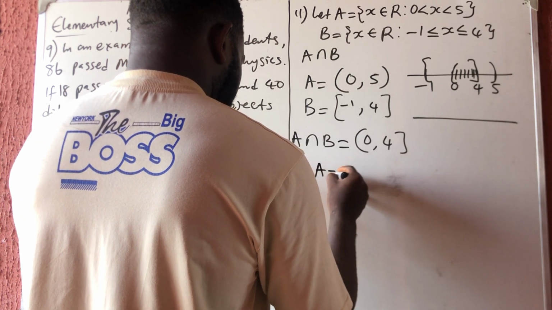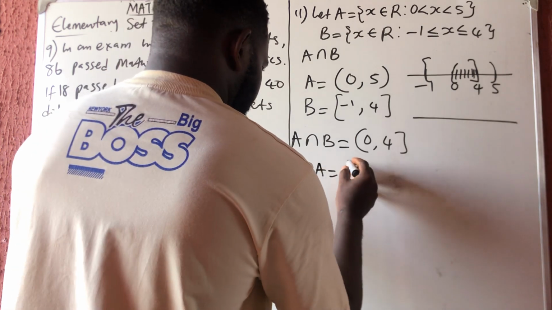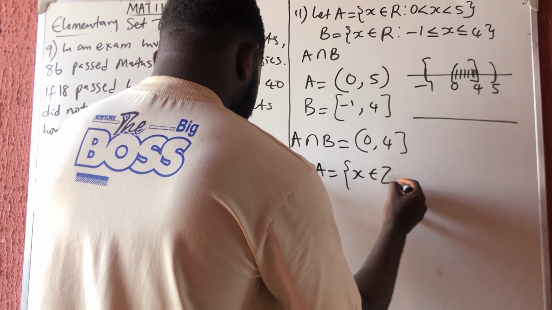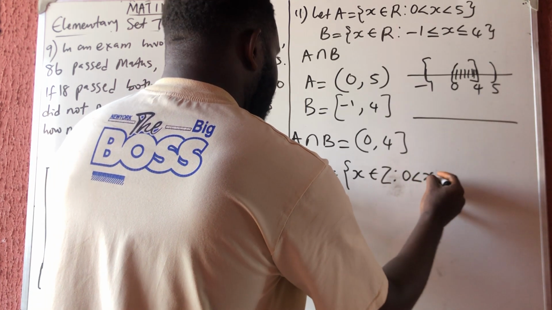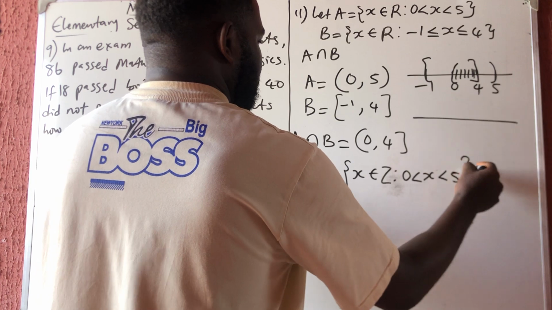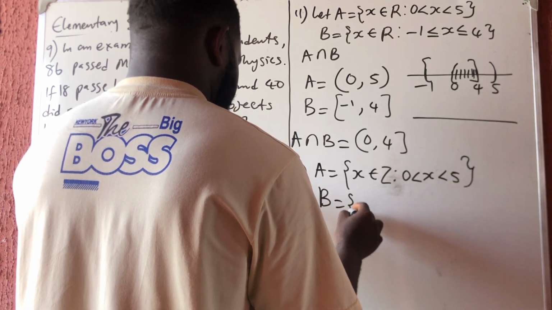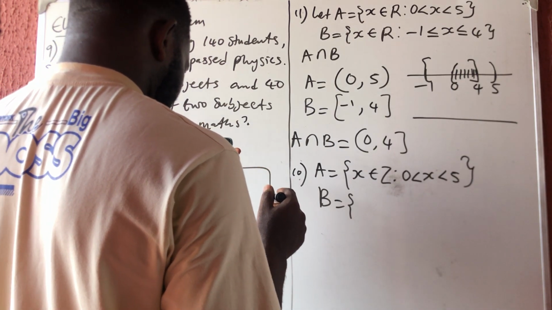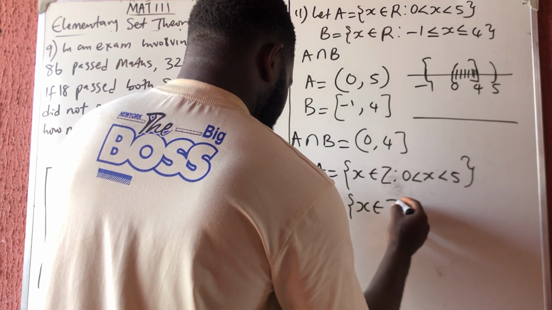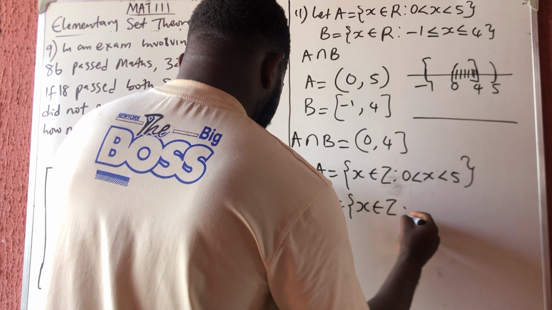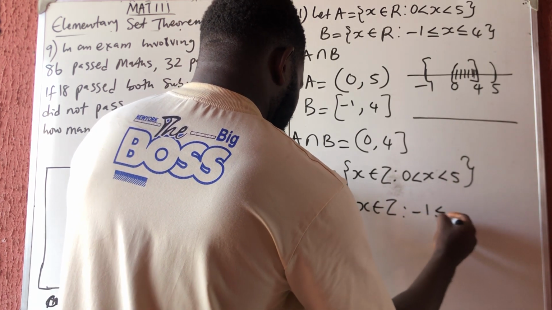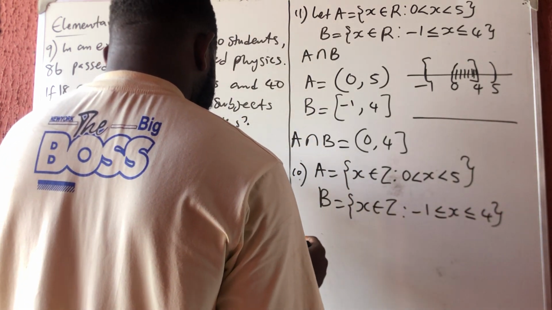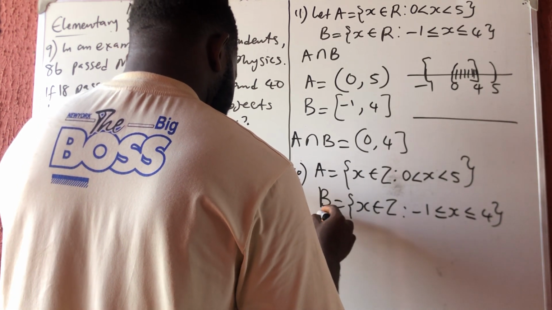Let A be equal to the set of X, which is an element of integers, such that 0 is less than X, which is less than 5. Then for B, they say that X is an element of integers again, such that -1 is less than or equal to X, which is less than or equal to 4. And then they say we should find the element in A slash B.